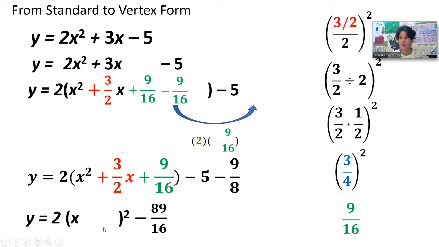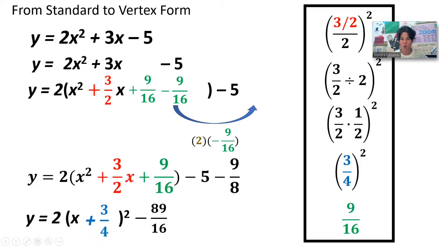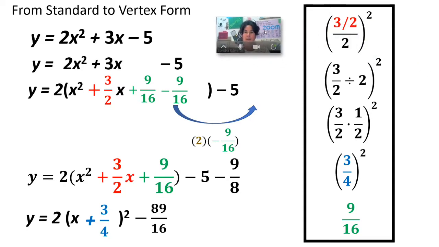You don't have to think very hard. It's always the b term divided by 2. When we took 3/2 and divided it by 2, we got 3/4. 3/4 is what goes there. So if I were to take x plus 3/4 multiplied by x plus 3/4 and FOIL it together, I'd be right back there. So we've completed the square.